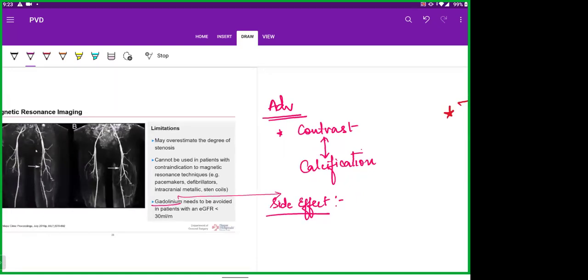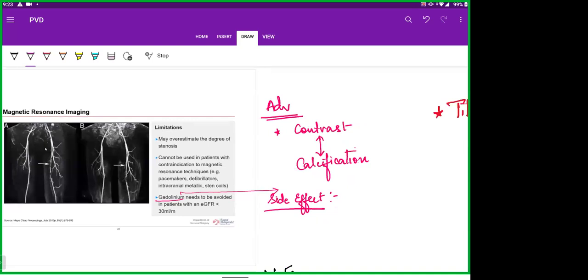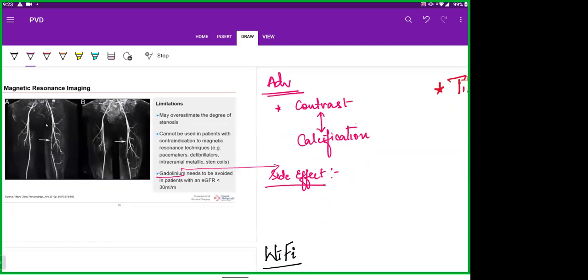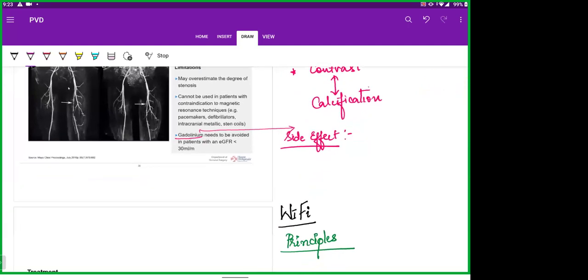And another thing, I am really not sure, there are studies saying that it can overestimate the degree of stenosis. So I wanted to ask Shravan sir, is it really true? That's true, especially in a highly calcified vessel. We have something called calcium blooming. So that can cause an overestimation sometimes. Again, all that depends on how good your technician is. Okay, sir. And as sir said, if the GFR is less than 30 ml per minute, gadolinium contrast needs to be avoided, because the textbook says that gadolinium can cause nephrogenic systemic sclerosis.